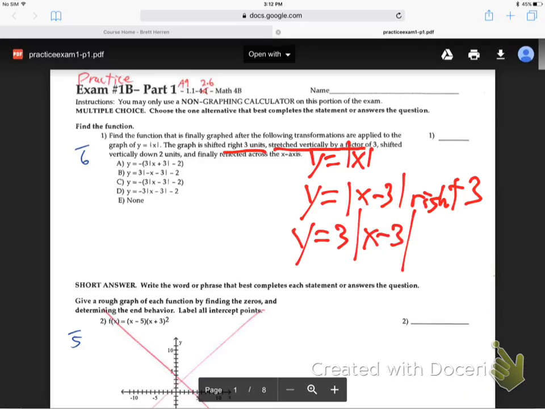Does that make sense? Because it's outside, it's not inside the absolute values. It's not an x thing. It's a y thing. So anything outside is a y thing. Anything inside is an x thing. It's a y thing, and it's times for a vertical stretch.